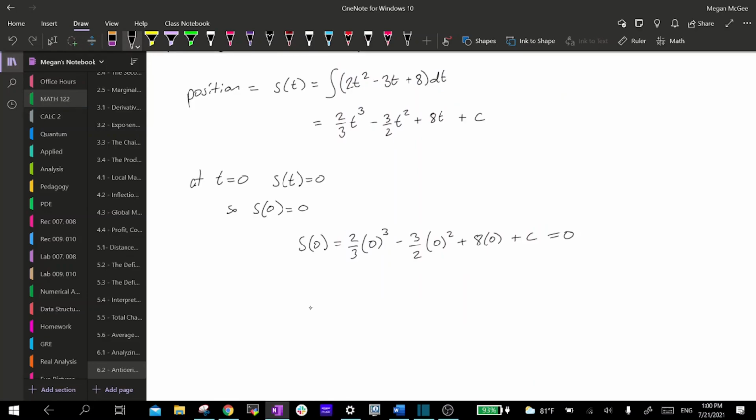All right. And it just gives us that c is equal to 0. So our unique antiderivative for S of t is simply 2/3 t cubed minus 3/2 t squared plus 8t, and c was equal to 0, so we don't need to write plus c. And that's our final answer.